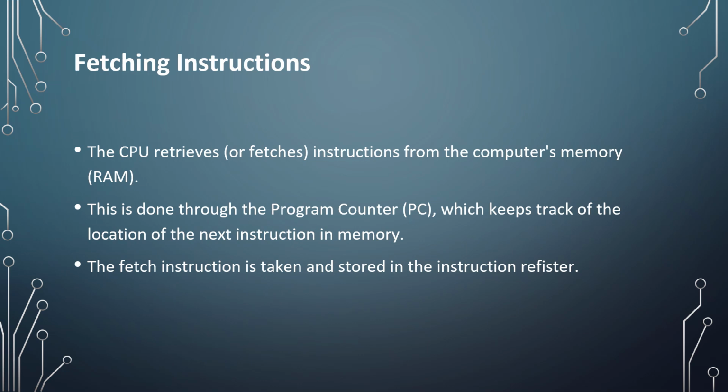The CPU retrieves or fetches instructions from the computer's memory, which is the RAM. This is done through the program counter, known as the PC, which keeps track of the location of the next instruction in the memory. The fetched instruction is taken and stored in the instruction register.